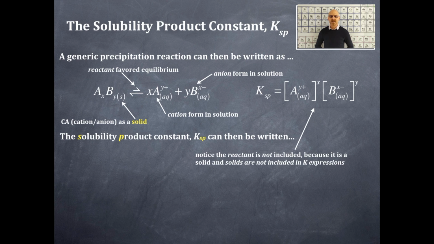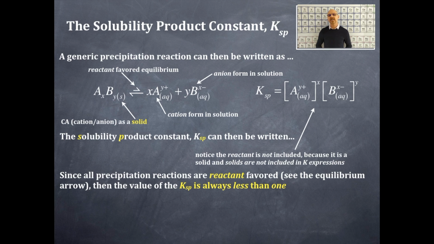Okay, so the reactant is always a solid, so there is no denominator. Solids are not included in any kind of K expressions, but certainly not KSPs. Since all precipitation reactions are reactant favored, we're going to see that equilibrium arrow, notice that yet one more time again, then the value of the KSP is going to always be less than 1.